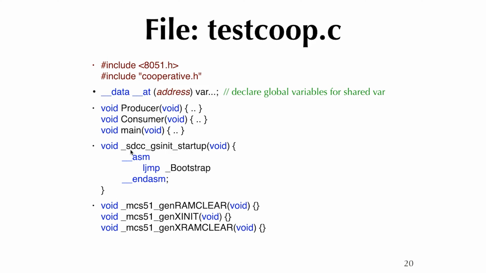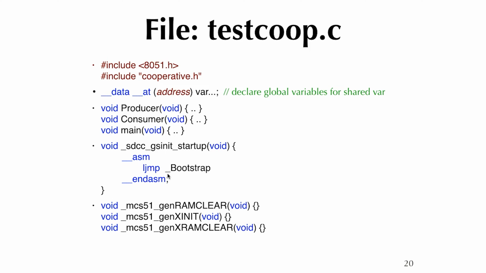That's the GS init startup, and then it has to do some bootstrapping. I think I went over this a little bit before, but okay. And then these are just to override the library functions for clearing RAM and all that. We don't use those, but this is to suppress linking code we don't want. And the startup will do an LJMP to Bootstrap.